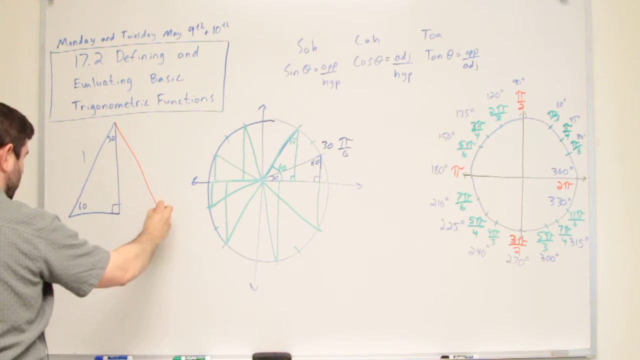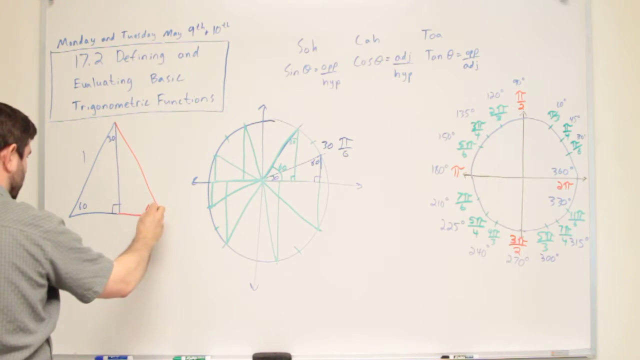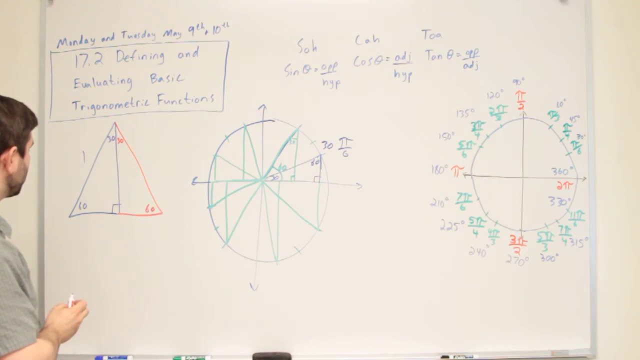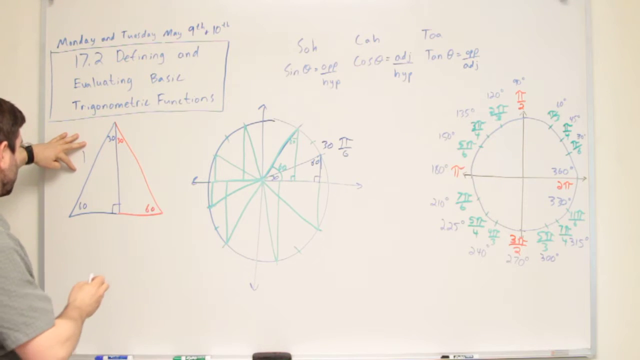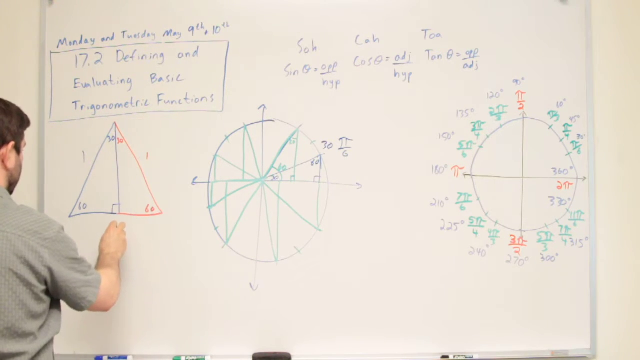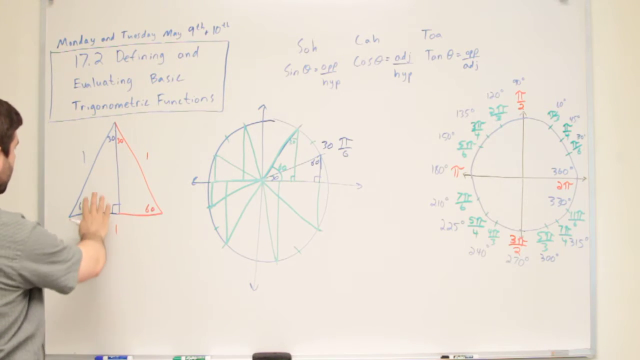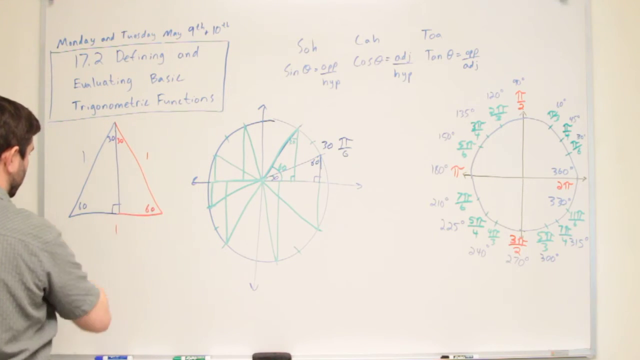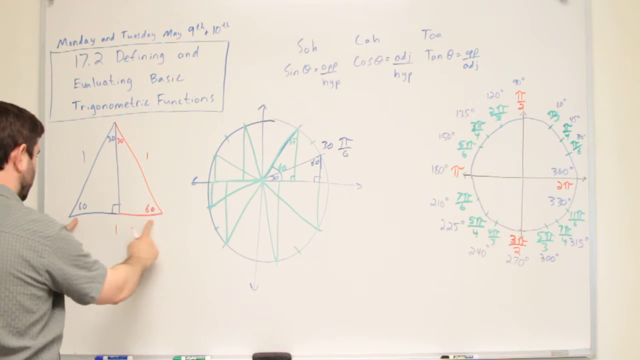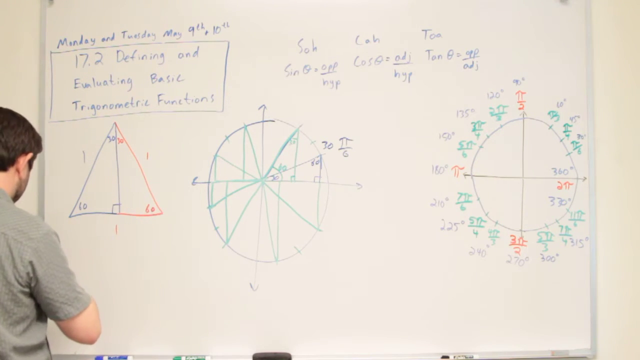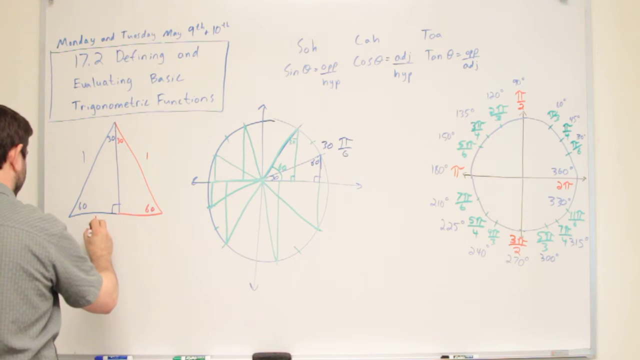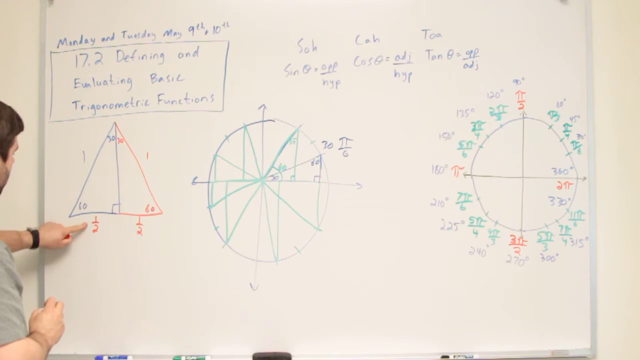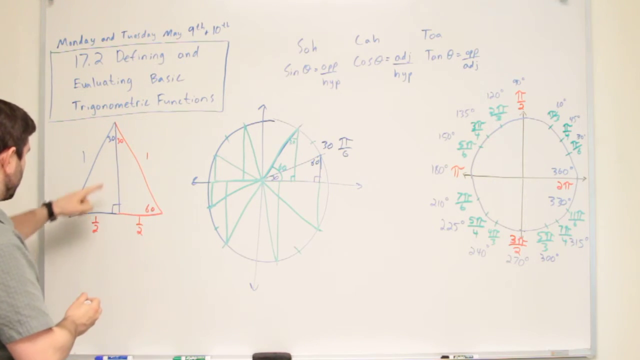If you add another 30, 60, 90 triangle right here, we now have 60 degrees, 60 degrees, 60 degrees. This is now an equilateral triangle. So this side is 1, this side is 1, and this side is 1. But notice we doubled this triangle to put this red one here. That means the base here is split right in half. It doesn't look like it, but it is. So this is 1/2, and that's 1/2. Okay? So we've got two sides so far, and we want to figure out our third side.